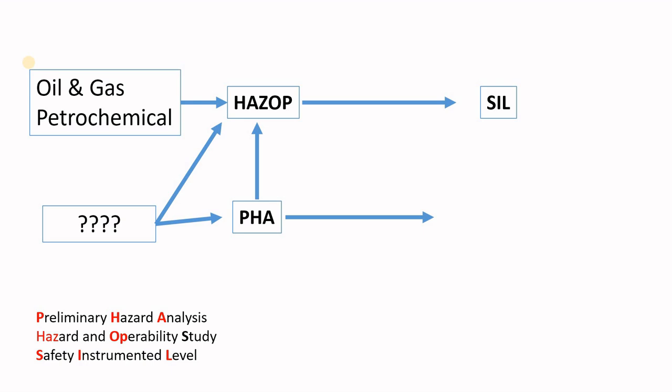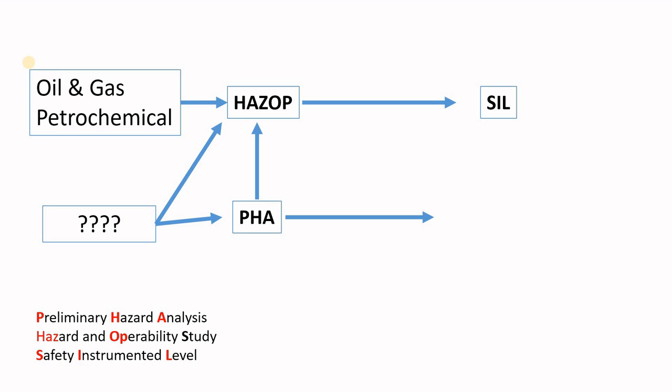Should we do HAZOP for each and every project we do? In fact, for some of them it's well established that we need a HAZOP. In oil and gas, petrochemical, HAZOP is a must. But for some other processes we may not need a HAZOP. But if you are in the project stage, you can't assume that we don't need HAZOP.